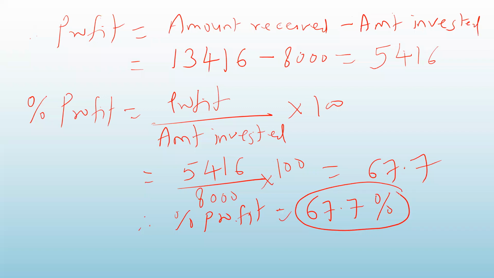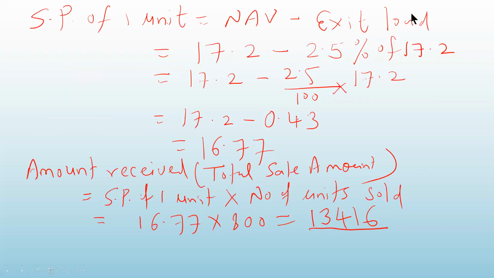So I hope you have understood this. To find the profit, profit is nothing but amount received minus amount invested. Amount invested is already given to you. We have to find the amount received. To find it, we must know the selling price of 1 unit, which is nothing but NAV minus exit load. NAV is given to you. Exit load is also given to you. It is 2.5%. Then you calculate this, you get the selling price of 1 unit as 16.77.